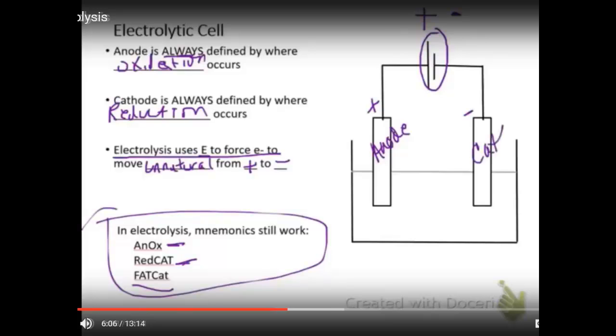So this will be my cathode, and the electrons will be going in this direction. Okay, from anode to cathode. This is where my oxidation is occurring, and this is where my reduction is occurring. The big difference is, though, the electrons are moving in a direction that is contrary to what they would normally do. And the only way that will happen is you will push them using electricity or a battery.